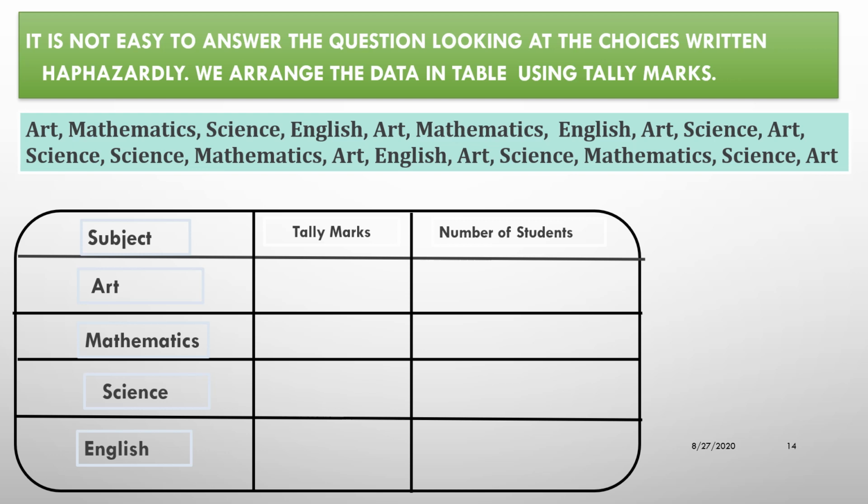We will arrange the data in the table using tally marks. See, we will go on striking one object and putting the tally marks for it. When we finish the fourth tally mark, the fifth one will be striking across the four of them.